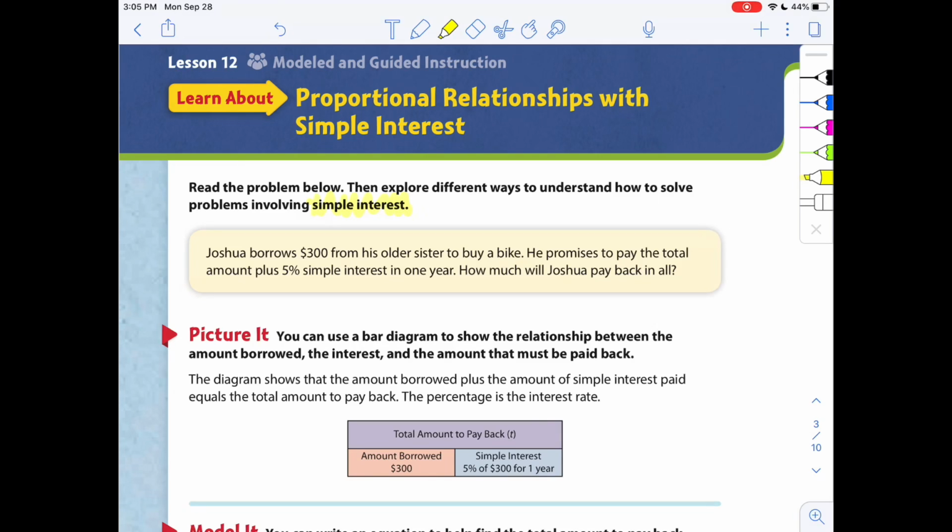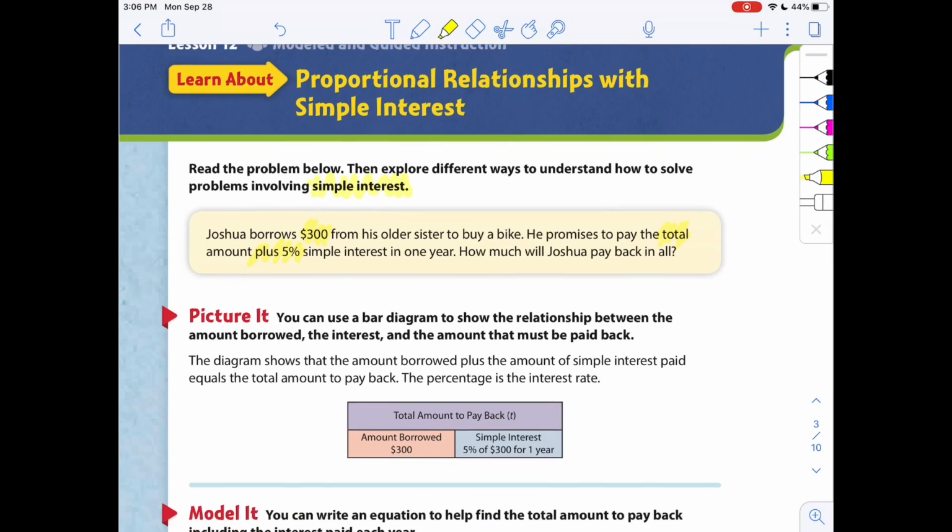Joshua borrows $300 from his older sister to buy a bike. He promises to pay the total amount plus 5% simple interest in 1 year. How much will Joshua pay back in all? So this problem says that Joshua is borrowing $300, but he has said he will pay back the total plus 5%. So let's look at some ways that we can model this.